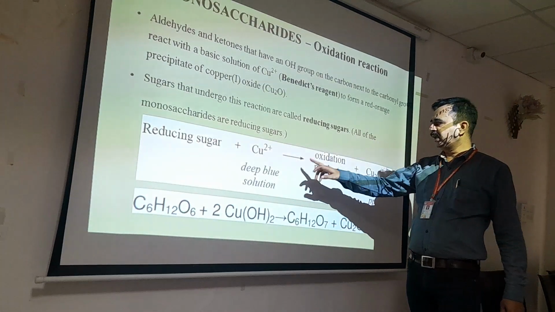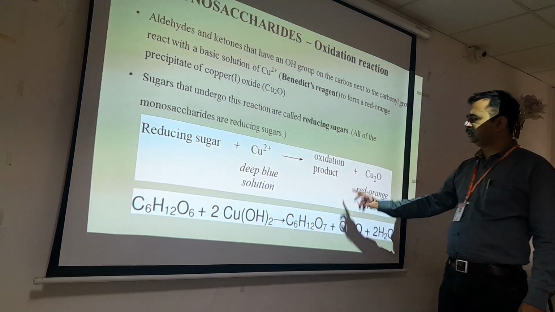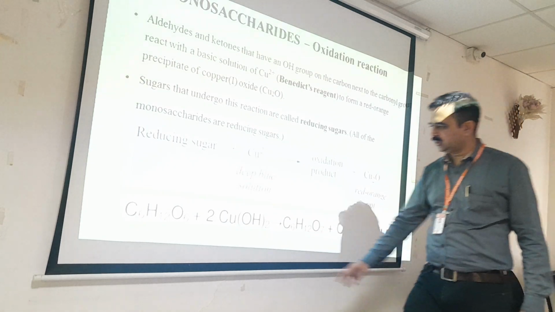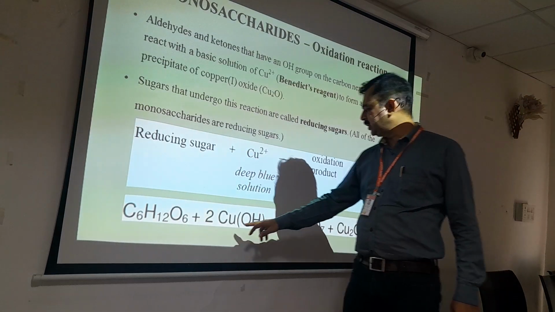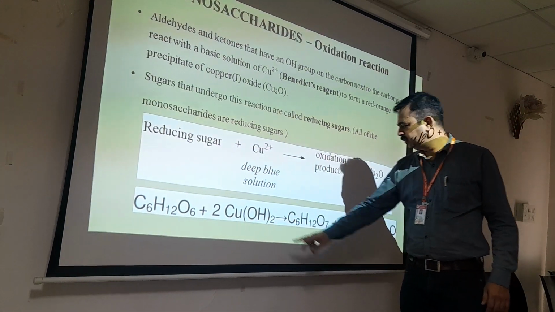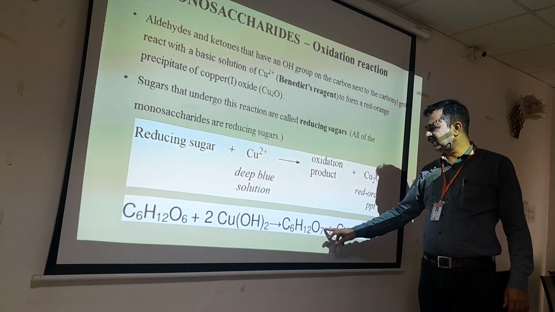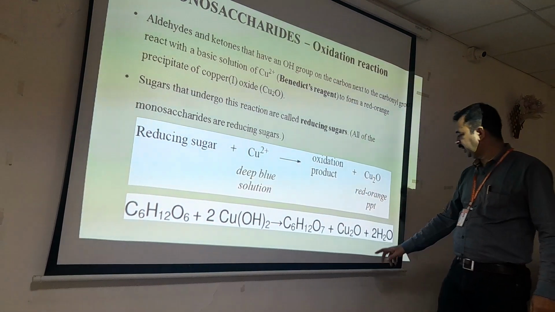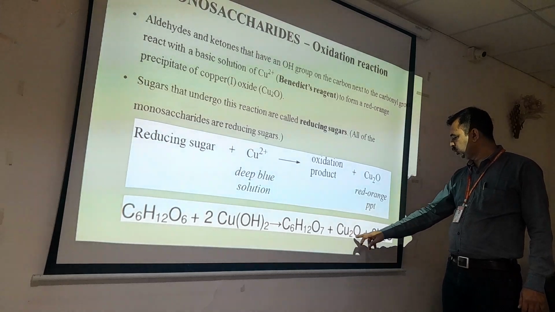The reduction झाल्यानंतर काय होतं? Oxidation products will be generated from the sugars. C6H12O6 plus twice COH2, C6H12O7, एक ऑक्सिजन मॉलिक्यूल तिकडे गेला आणि Cu2O and 2H2O.